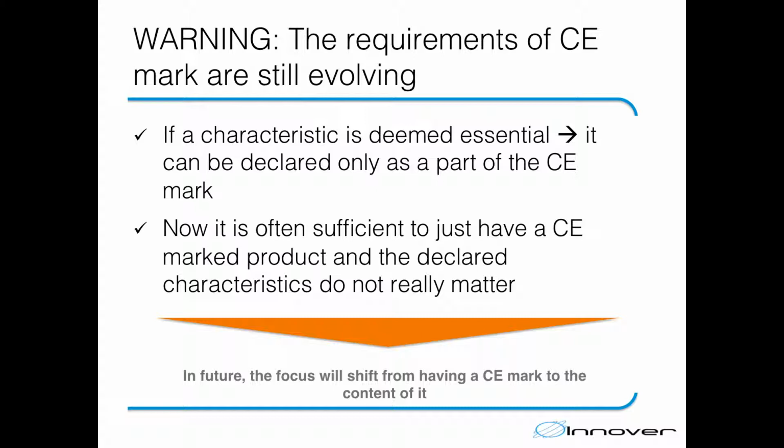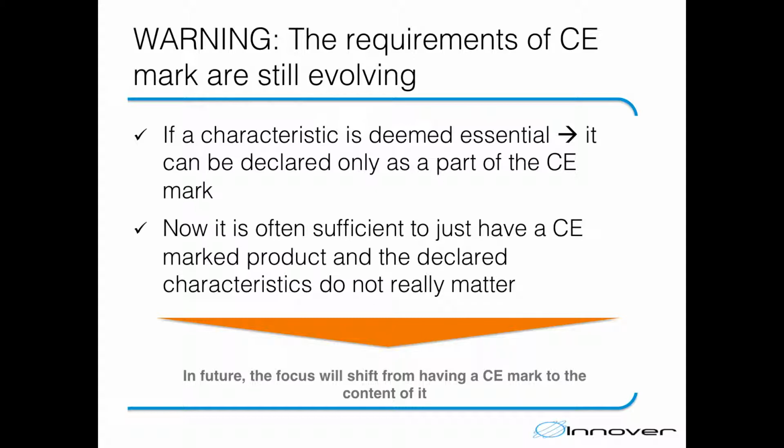So, for example, if weldability is deemed to be an essential characteristic, and there is one way to determine it that has been specified in the standard, you as a manufacturer, if you want to declare weldability, must do it with the standard's instructions and as part of the CE mark, and that's it.